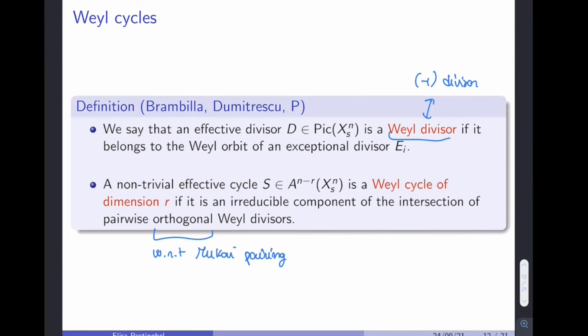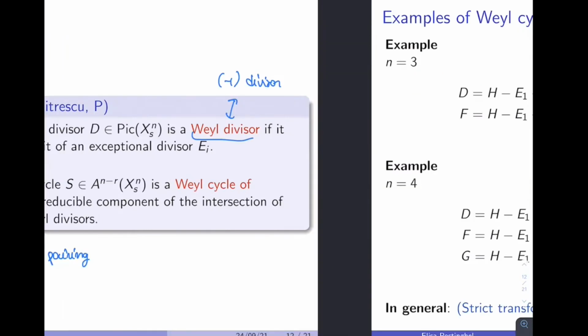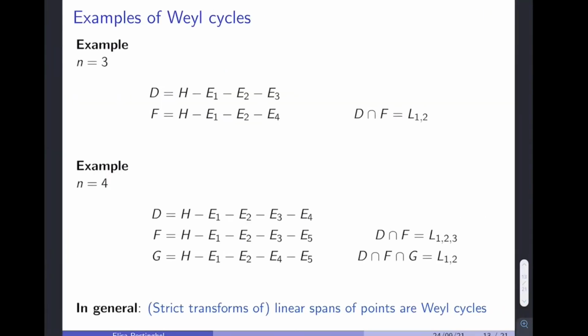So let's see a few examples and let's try to identify a few of these Weyl cycles. Let's consider P3, so the three-dimensional case. I start from two Weyl divisors, so -1 divisors. These are hyperplanes, fixed hyperplanes through 3 points. I take two of them. As you see, they are different. The first one goes through E1, E2, E3, and the other through E1, E2, E4. One can compute the pairing and check that they are orthogonal.